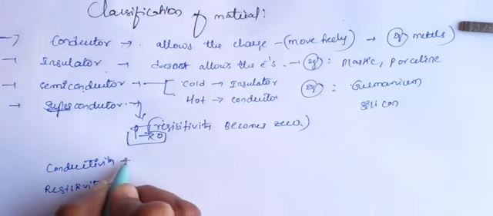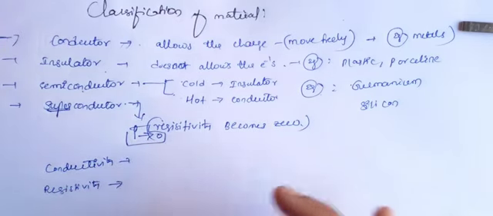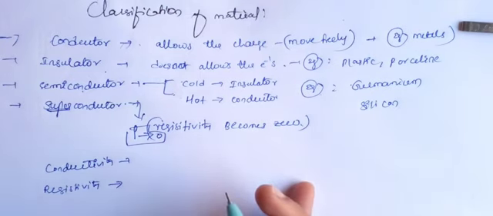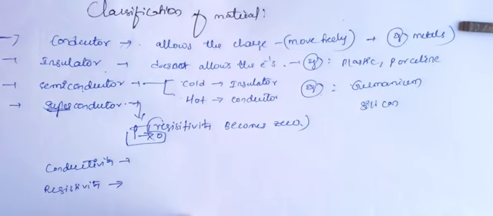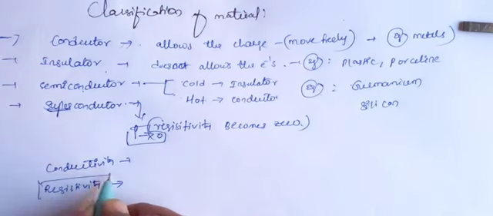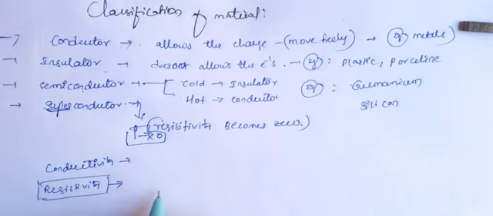Okay, so here conductivity means the conducting nature. The ability of conducting is conductivity, and insulation, that is the resistivity, is mainly described by the dielectric strength. Okay, dielectric strength.